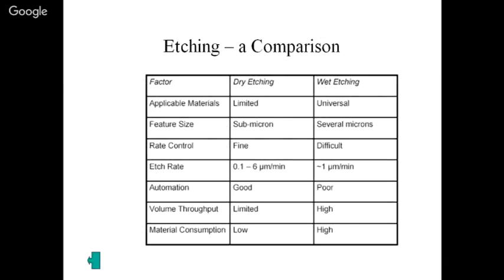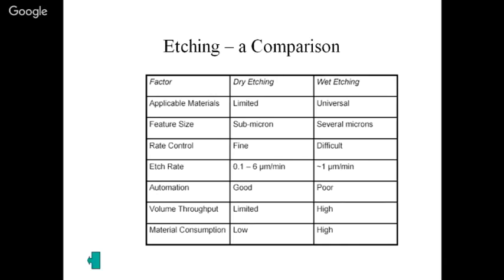Now, compare wet and dry etching. Wet etching is limited, universal, sub-microns to several microns, fine and difficult, and these give a poor surface finish in wet etching. Obviously, in wet etching we have to use acids, chemicals or alkalines, but in dry etching we only strike a laser or a plasma. You can concentrate on a specific area and remove the material atom by atom from that particular area.